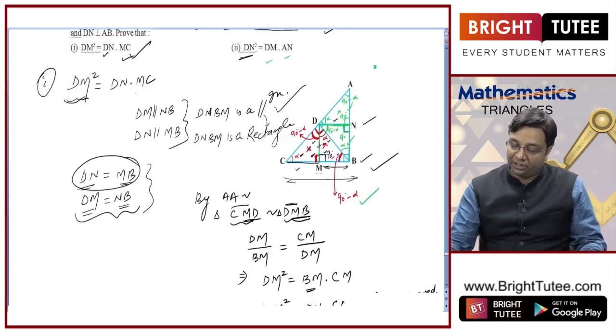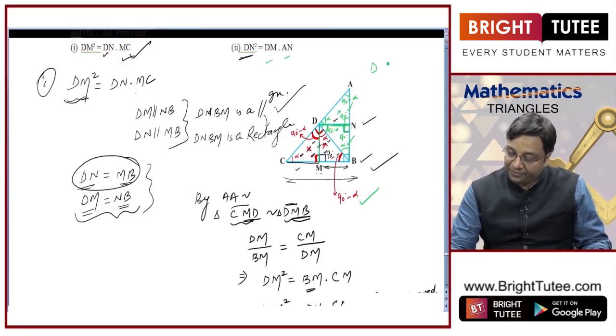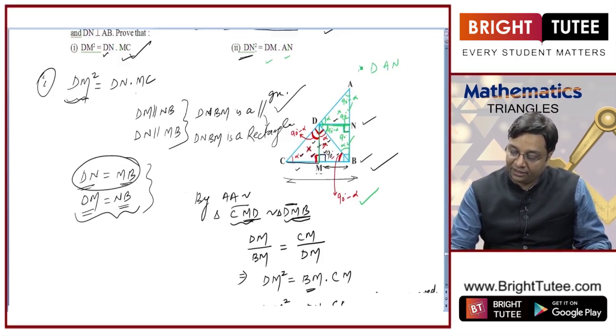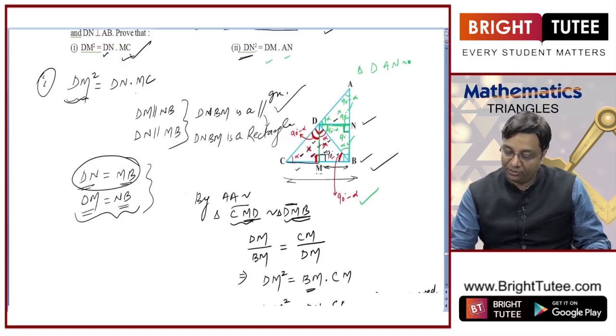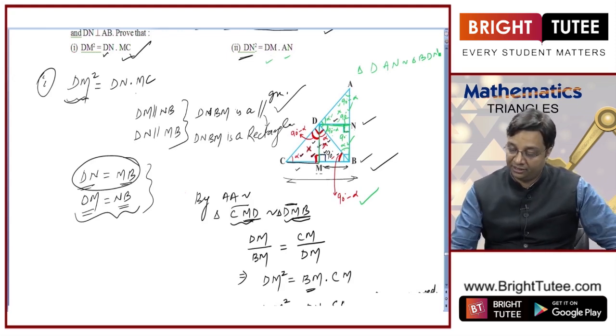Now what can I say about these two triangles? Let me say triangle DAN is similar to, so I went from alpha to 90 minus alpha, then 90. So alpha, 90 minus alpha, then 90, that means BDN. This is the correspondence in this similarity.